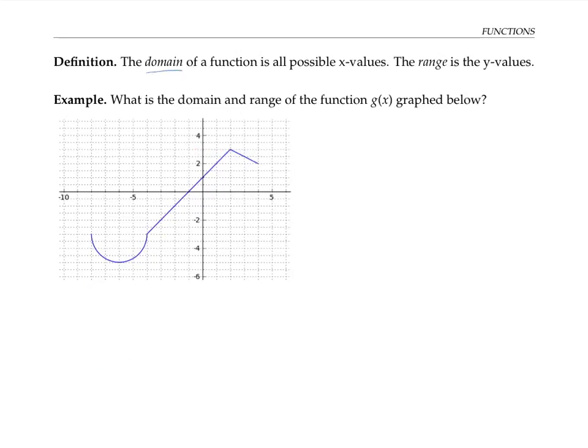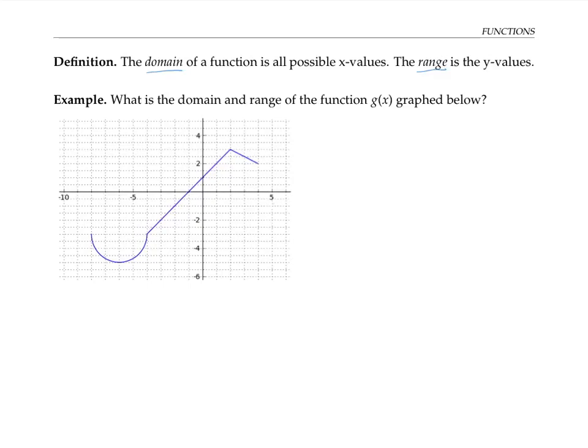The domain of a function is all possible x values that make sense for that function. The range is the y values that make sense for the function. In this example, we saw that the x value of 5 didn't have a corresponding y value for this function. So the x value of 5 is not in the domain of our function g.